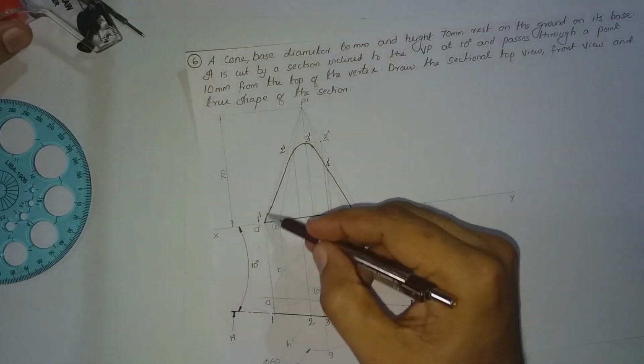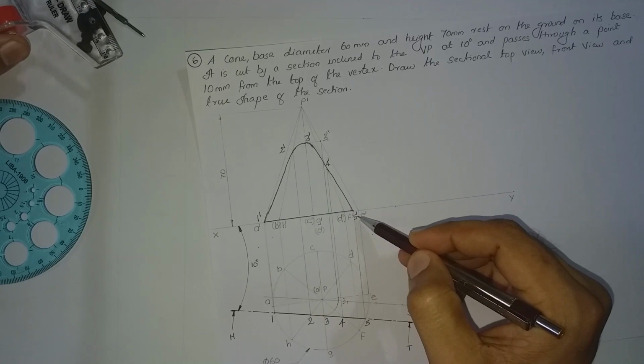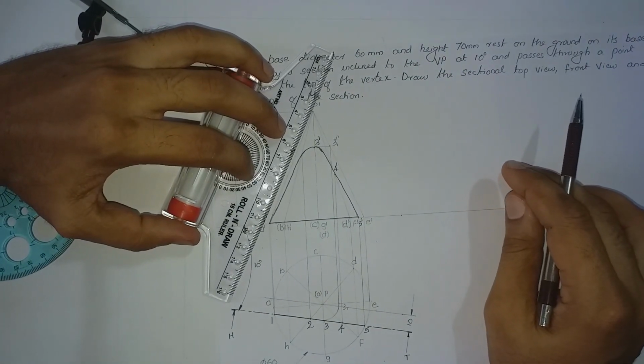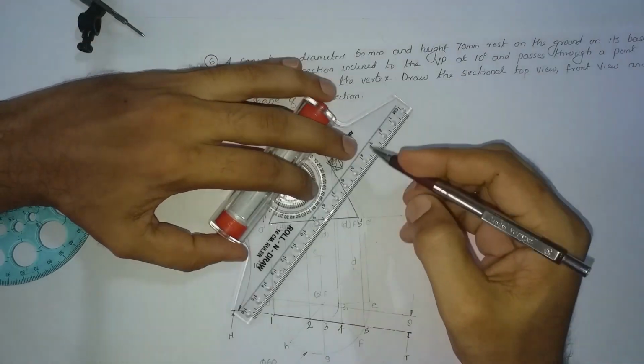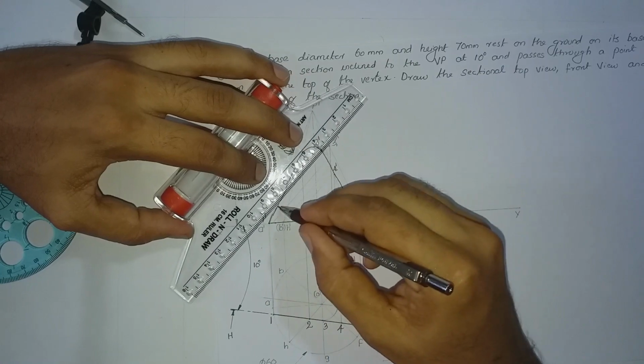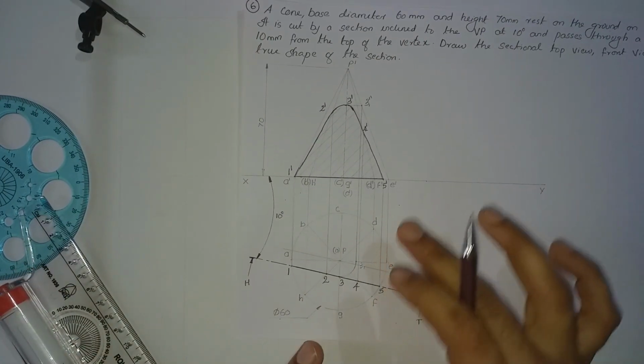Now let us hatch the inside region of this 1', 2', 3', 4', 5' and 5', 1' using 45-degree hatching lines which are equally spaced and type B lines. Now we shall draw the remaining regions in the top view and front view.